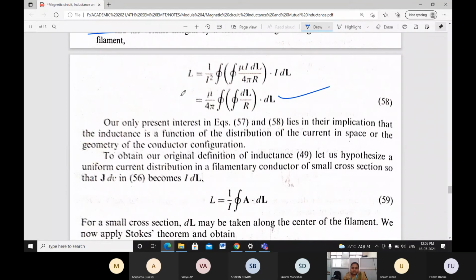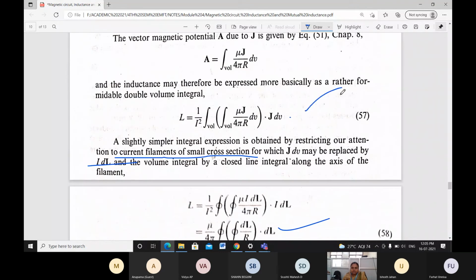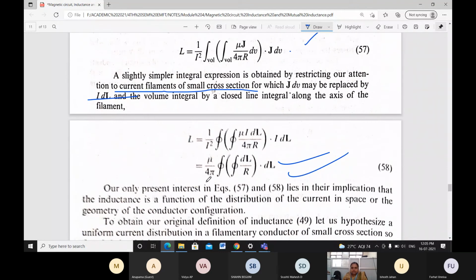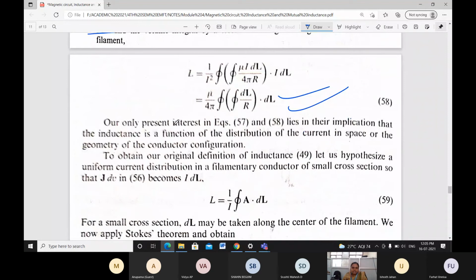You will get it. The implication of the equations we have taken is that the inductance is a function of the distribution of the current in space, or else the geometry of the conductor configuration.